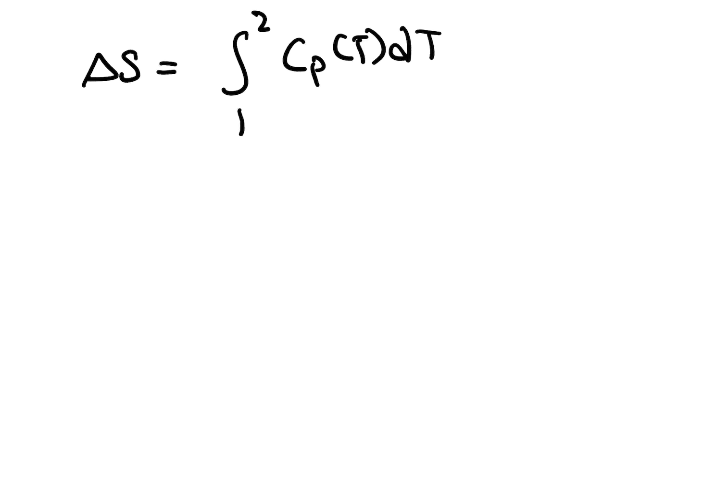The same result may be written in terms of the pressures. Delta S is the integral from 1 to 2 of Cp of T dT over T minus R ln P2 over P1.